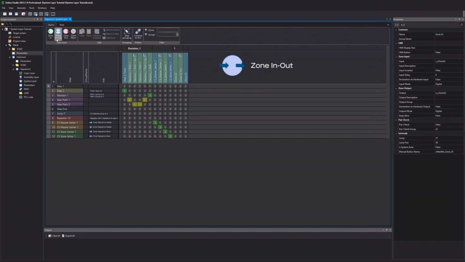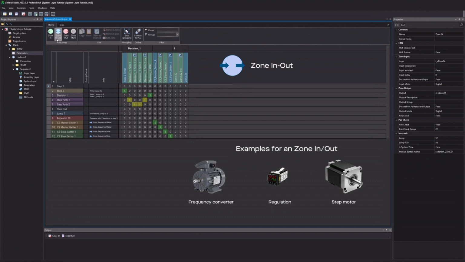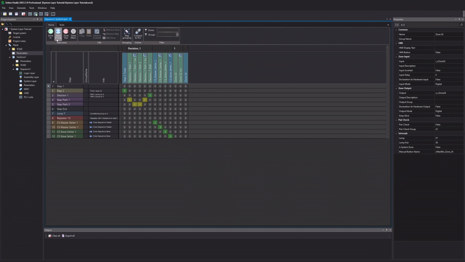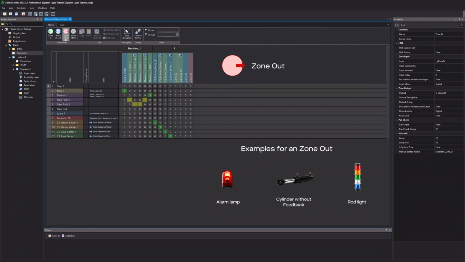Zone in out. The zone in out switches an output and expects a feedback that the function controlled by the output has been executed. Zone out. The zone out switches actuators and does not expect feedback. It operates pure switching logic. This zone type is mainly used for lights and signals, but also for actuators that have no feedback. But this should be avoided by technical means if possible, because this leads to uncertainties in the process.